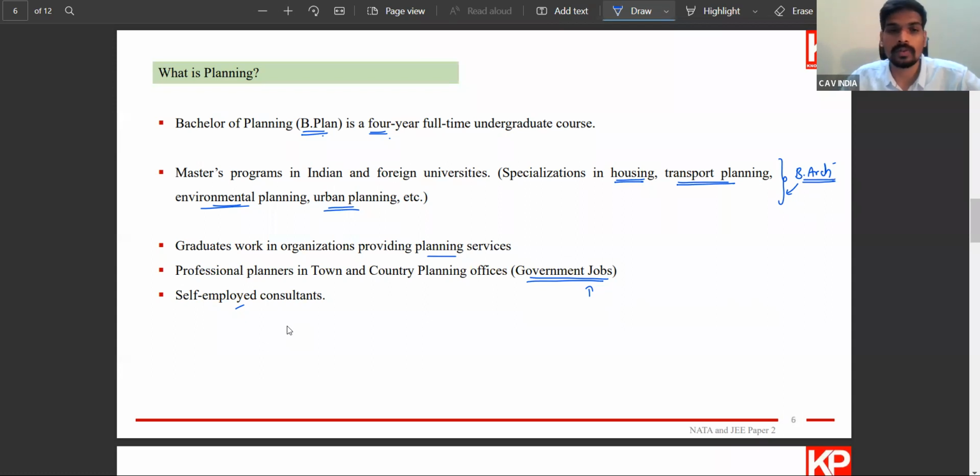So as I told you, if you don't want to narrow down towards planning, you can select B.Arch. But if you're 100% sure that you want to be in the sector of planning, then go for B.Plan. That would save you 1 year. So that's about B.Plan.